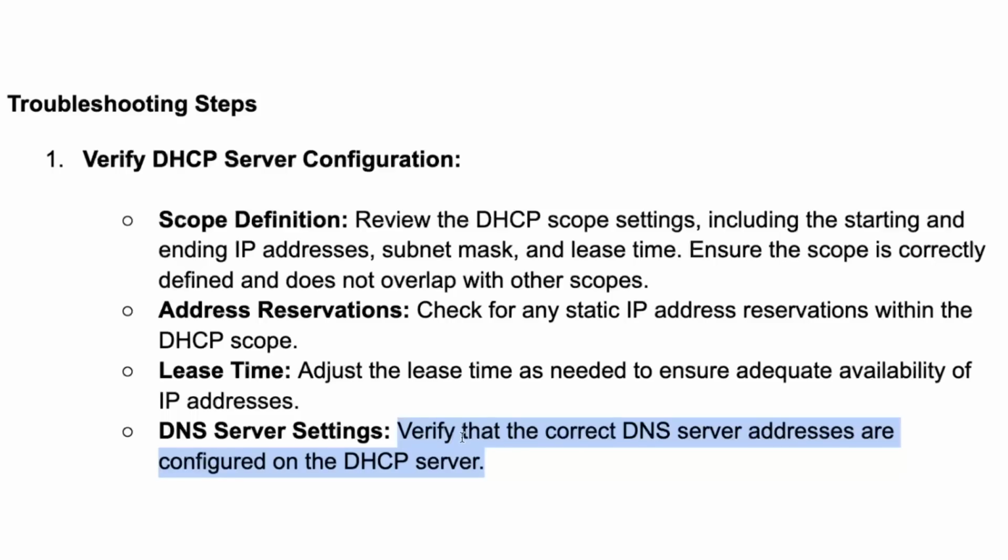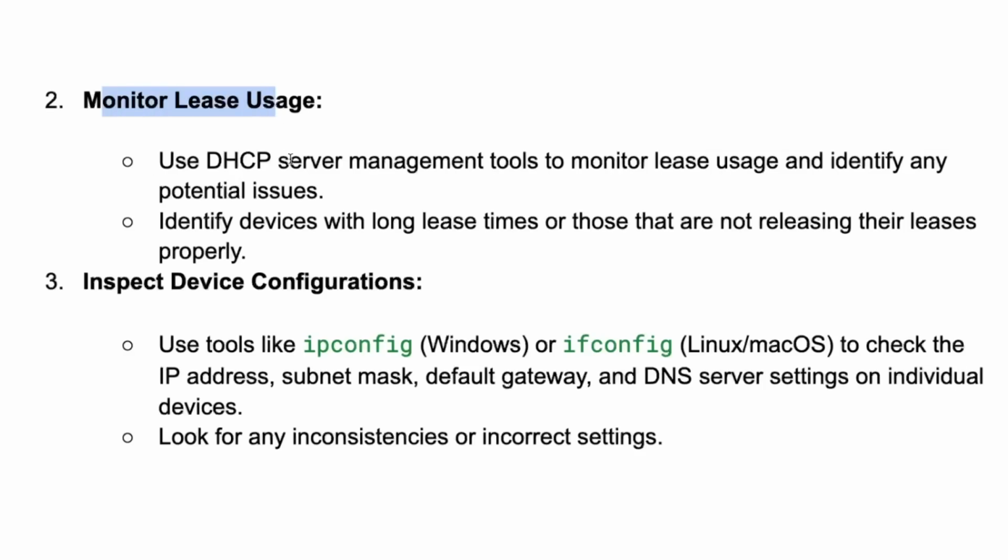And that step would be to monitor the lease usage. Use the DHCP server management tools to monitor the lease usage and identify any potential issues with the leases and how they're being used. Identify the devices with long lease times or those that are not releasing their leases properly, to try to figure out: is that why we're having a DHCP configuration issue? Is that why we can't assign new IP addresses dynamically, because there are devices that have way too long of a lease time or they're not releasing their leases for whatever reason?